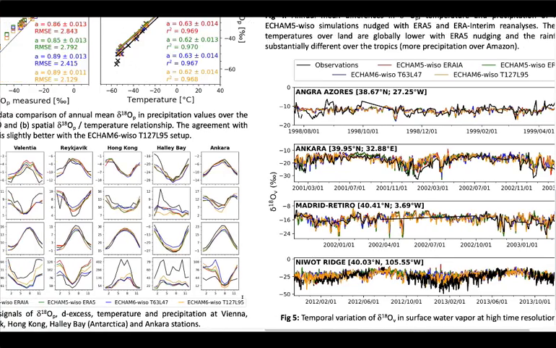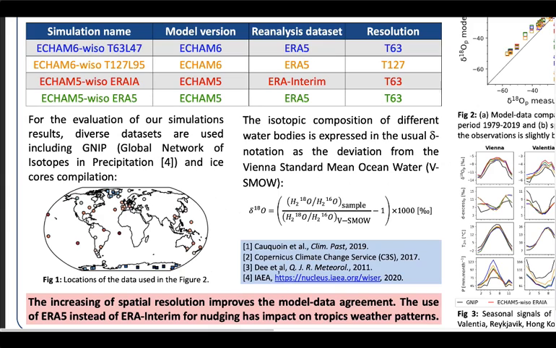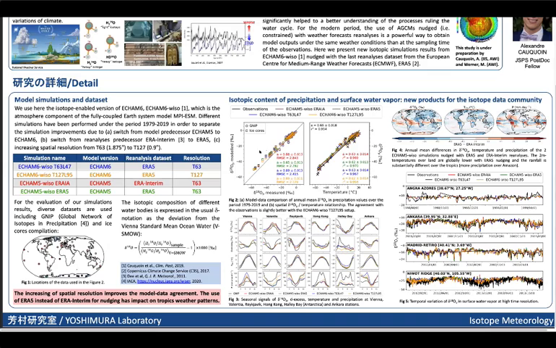And this is the conclusion of the paper, that the increasing of spatial resolution improves the model data agreement slightly, and the use of ERA5 instead of ERA interim for nudging has impact on tropic weather patterns. And we hope that these model outputs will be very useful for the people who make isotopic data.